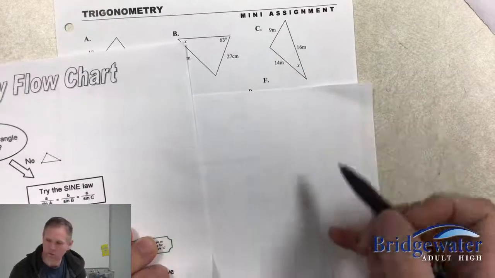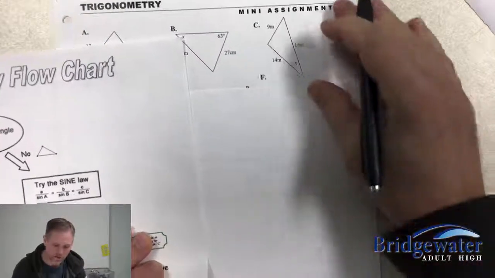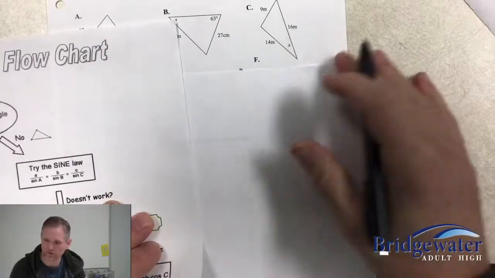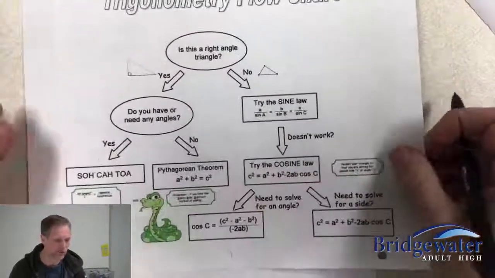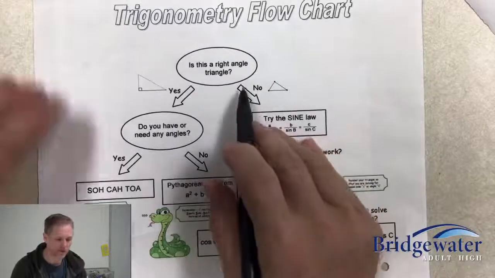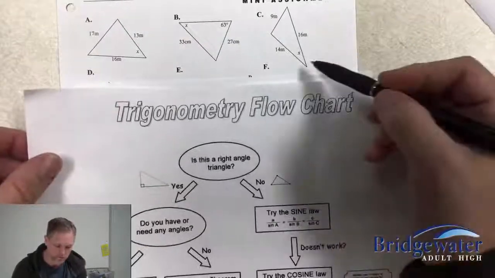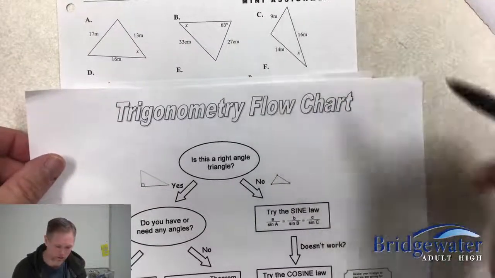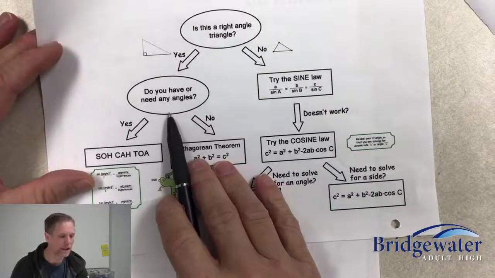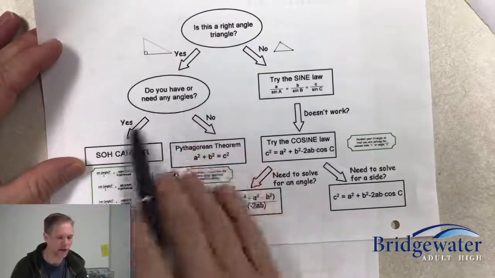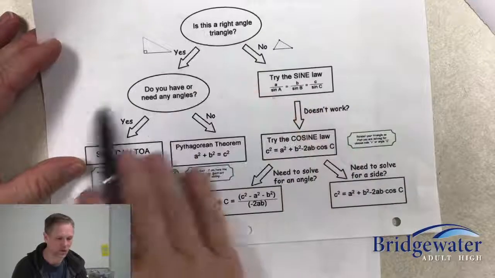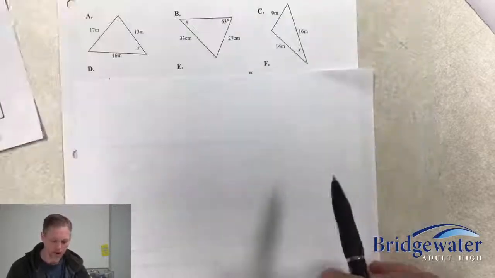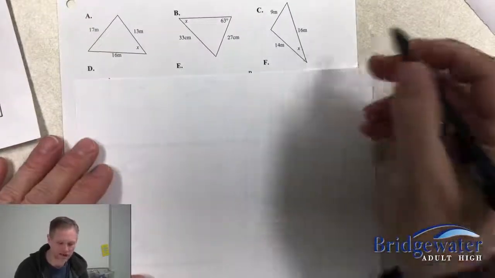We're looking for X, which is an angle, okay? Now, this triangle is unlabeled, so the first thing we're going to have to do is label it, but let's go through the flow diagram here. Is it a right angle triangle? Look at that. No. Because there's no square, no square, no square. Do you have or need any angles? Yes or no? Sorry, it's over here. We're not even doing that. It's no. So try the sine law. Okay, try the sine law. So this is my X down here.